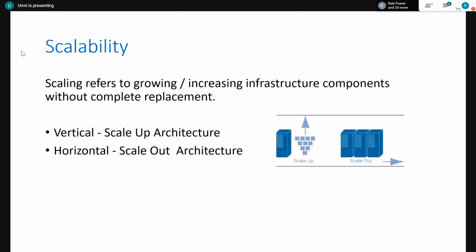So scalability. Scalability refers to growing or increasing infrastructure components without complete replacement. And what does that really mean? You can scale up or you can scale out. Simply putting it, if there's a family of 50 people and they all live in the same house, and then they realize that they got married and have more kids, so now they're running out of space, what they do is they start building up on the same house.